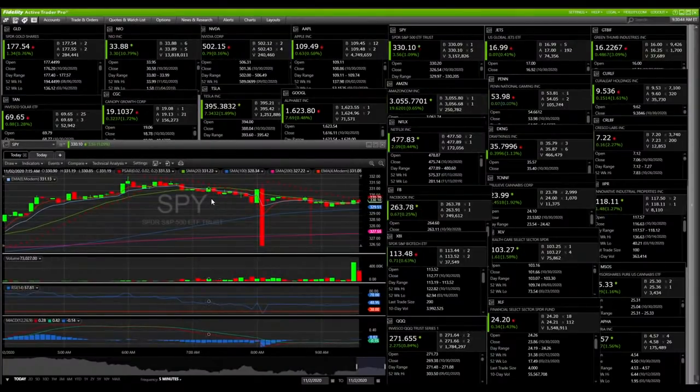So there's a whole lot of green on the screen to start the morning. It's the financial sector and the healthcare sector that are leading the way. QQQ is certainly a bit weaker than those other two sectors.